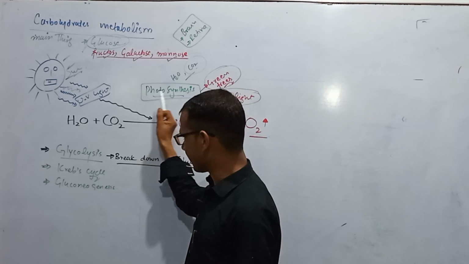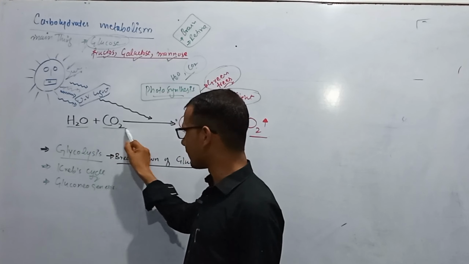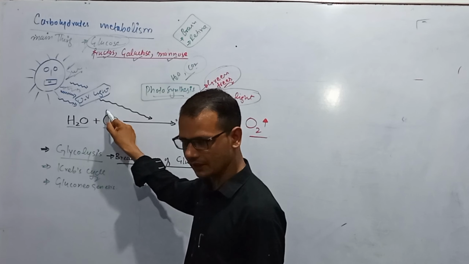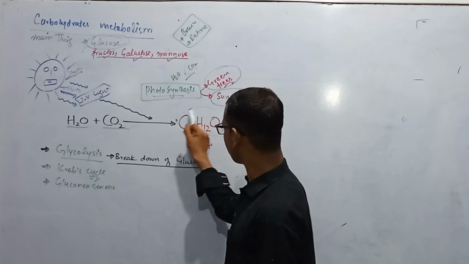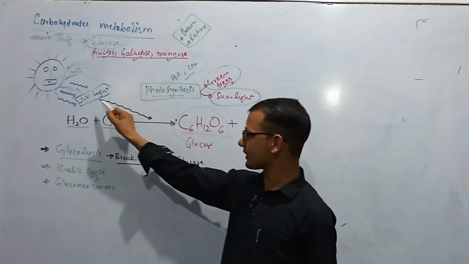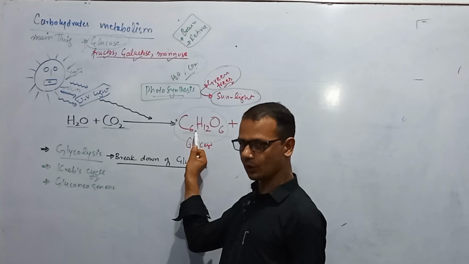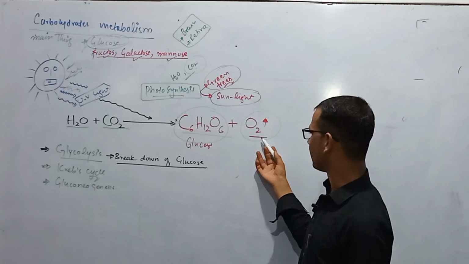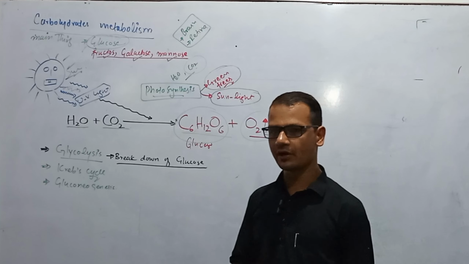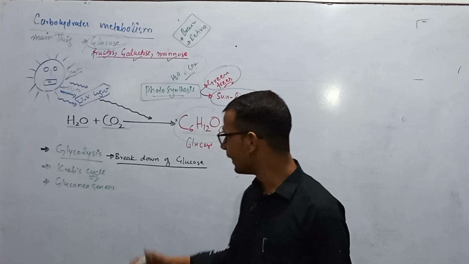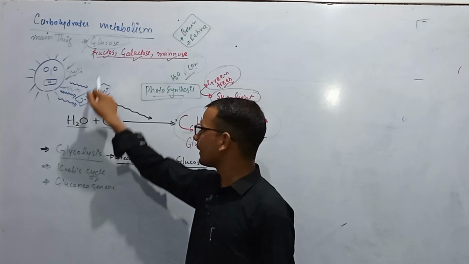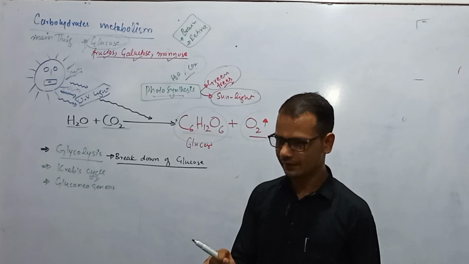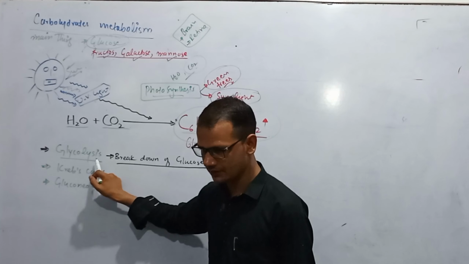How? By photosynthetic reactions, water and carbon dioxide react in the presence of the energy which is coming from the sun, and the energy from the sun is stored in glucose, right? And oxygen is released. This oxygen is important for our entire body in aerobic respiration, right? Then in carbohydrate metabolism, the first reaction which we will discuss is glycolysis, right?